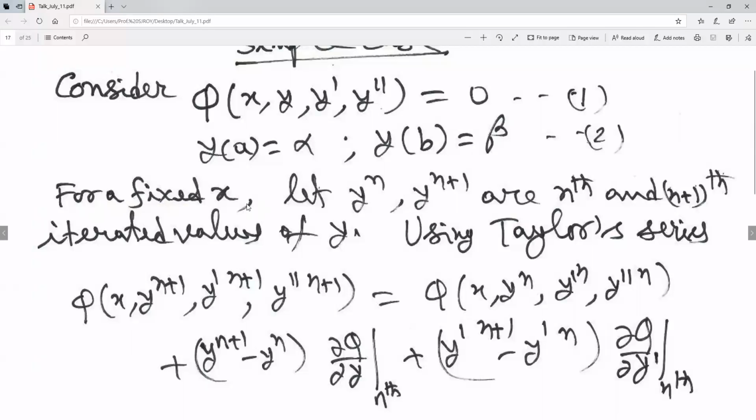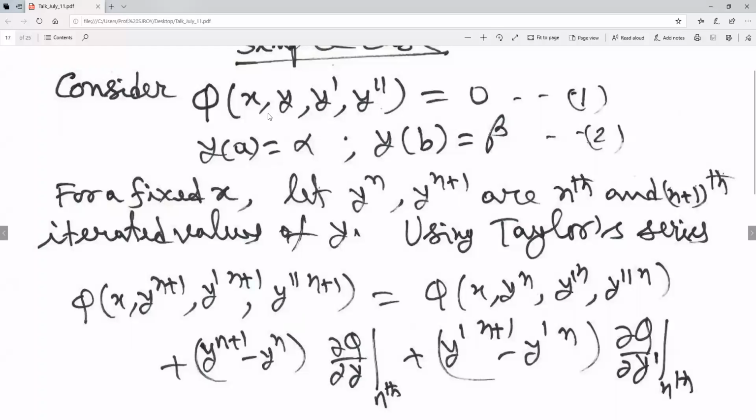So for a fixed x, suppose I fix x, I will have a fixed value of y. That is the meaning of OD. Okay, so that is the solution. Now for a fixed x, let yn and yn plus 1 be the nth and n plus 1 iteration values of y. I am not getting exact values, so these are some iteration values. Now by Taylor series, I am expanding that yn plus 1 stage in terms of the nth stage. That's what Taylor series will do.